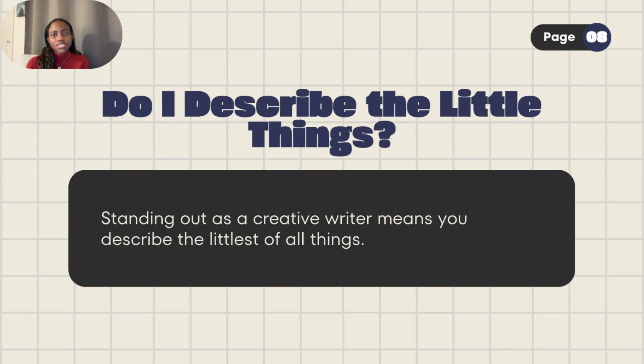The second question we need to consider is, do you describe the little things? Standing out as a creative writer or as a content writer means you describe the littlest of all things. So this means applying detailed descriptions in your writing. Describe the flowers in your write-ups. Describe the sky. Give the sky life. Describe even the couch. Give it life.